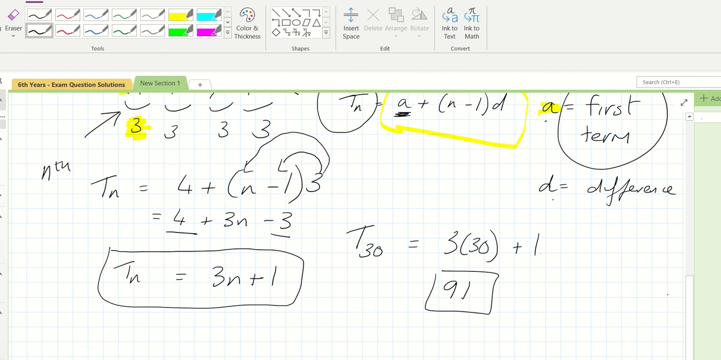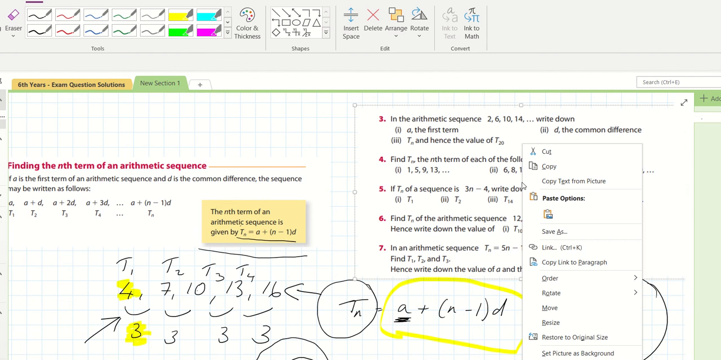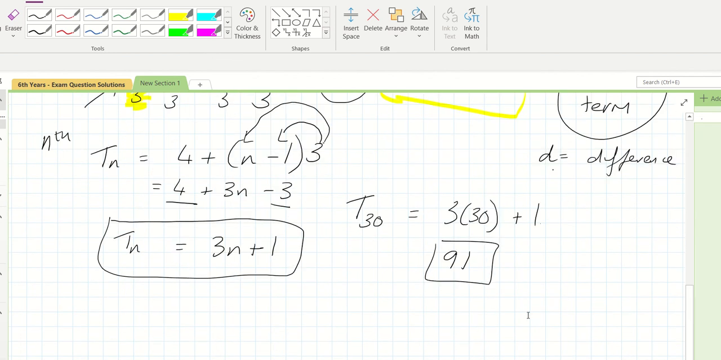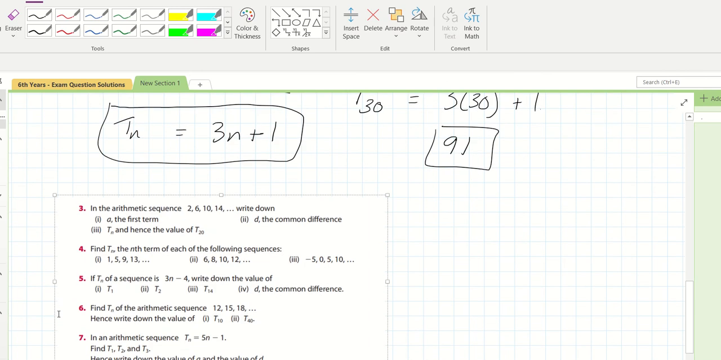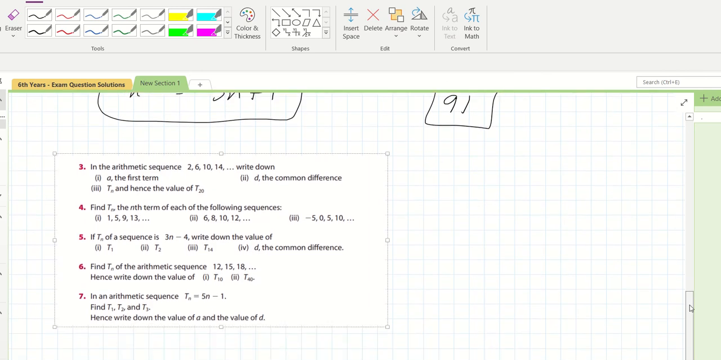Okay, so let's have a little look. There's a few questions up here. I'm going to move them down here and have a look at doing a few more examples of how we work with this formula. So I think before you get into exam questions, it's a good idea to have a good practice of some of these. So let's take question 6. Find T of n of the arithmetic sequence 12, 15, 18. Hence write down the value of T10 and T40, or the 10th term and the 40th term.